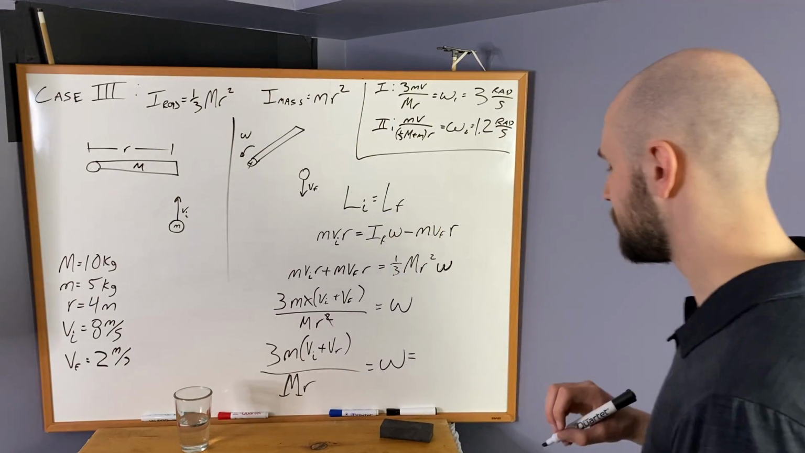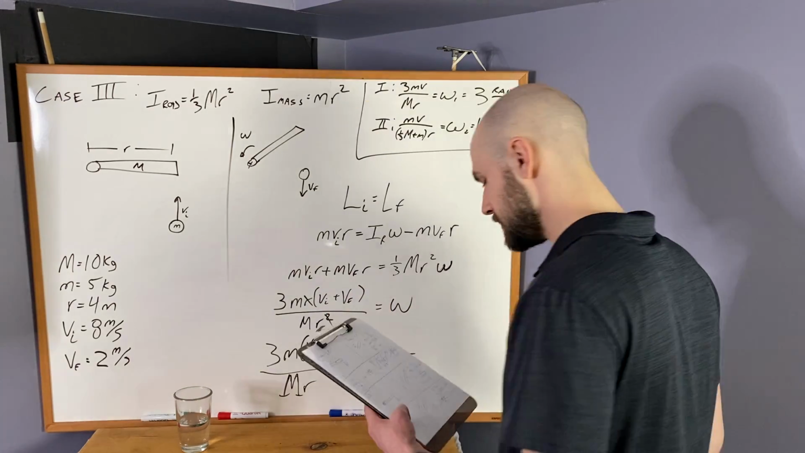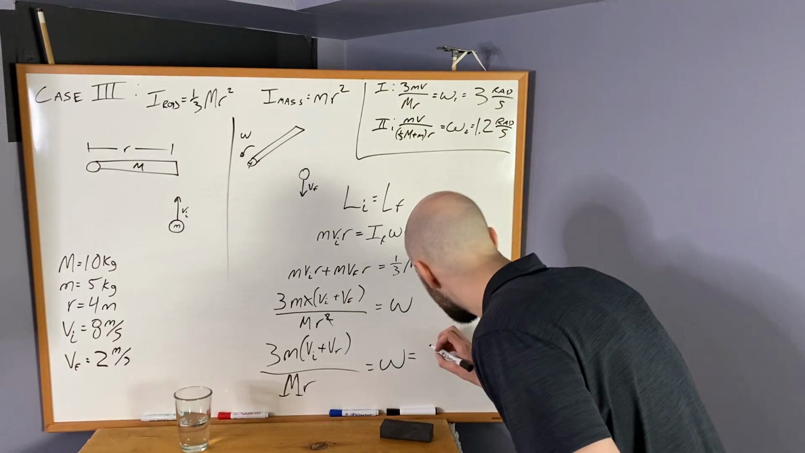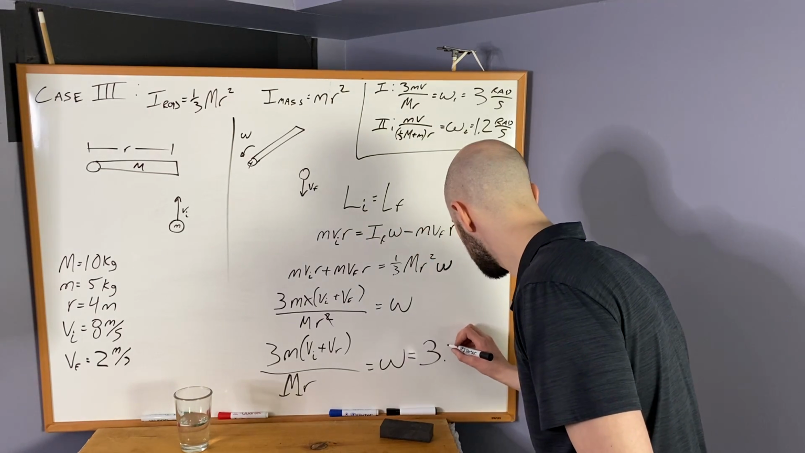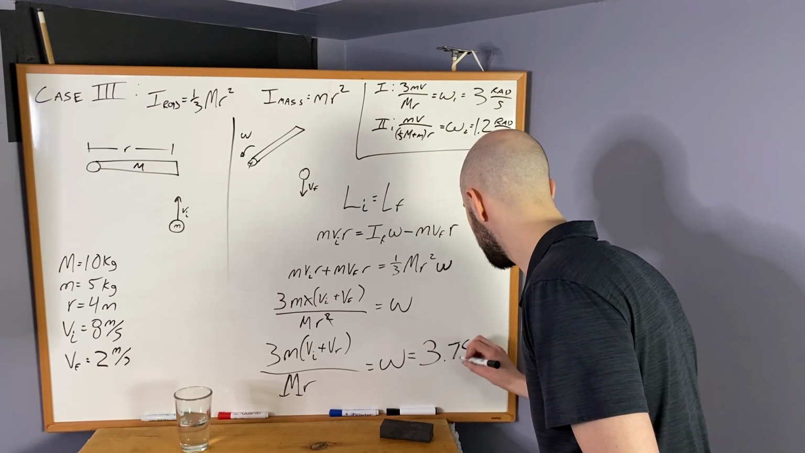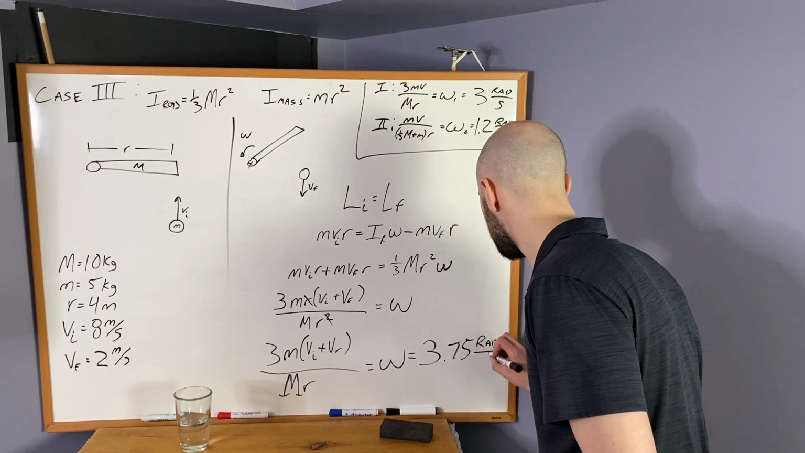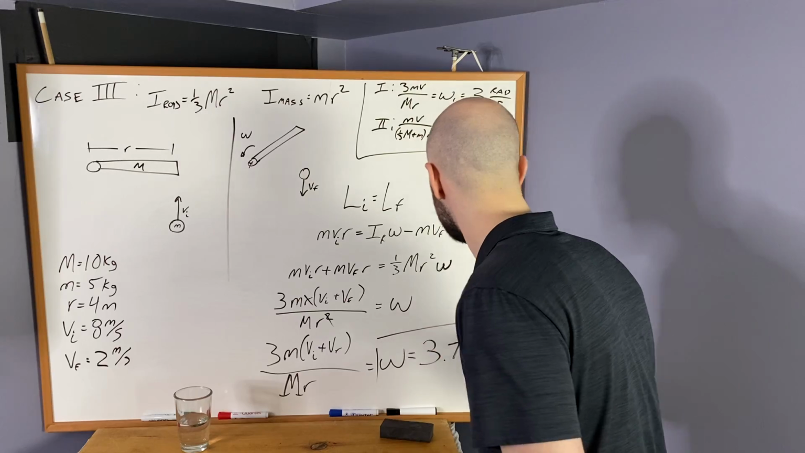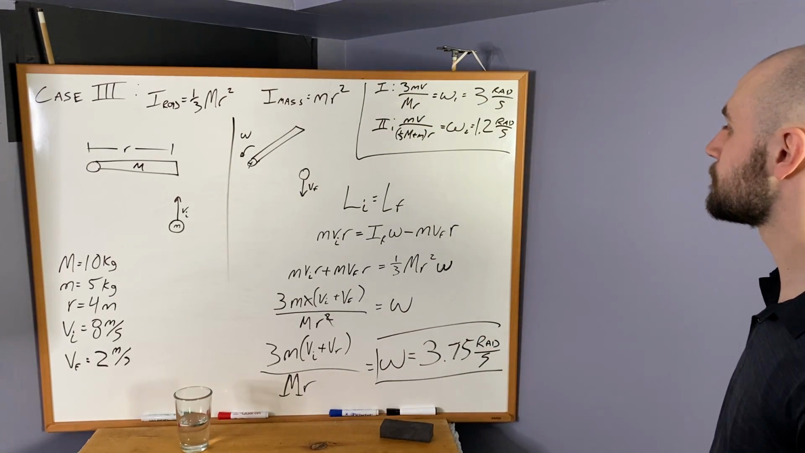Boom. All right. Plug in your numbers, work it out, check my work because I can make mistakes. But when I worked this out, I got an angular velocity of 3.75 radians per second. Just like we thought, the greatest out of all three.